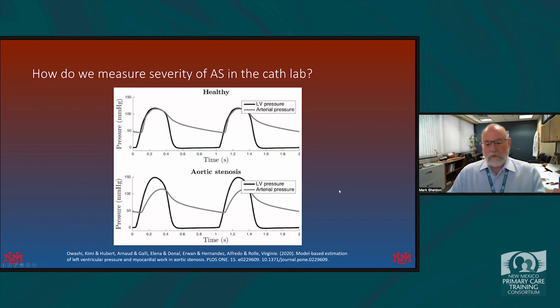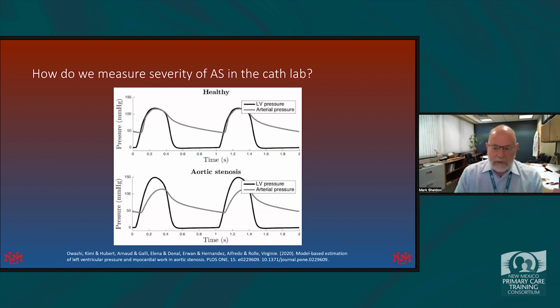We have to take that gradient, again, kind of take the integral of that area to find out what the mean gradient is over that ejection period. And then we have to have some other information from a right heart cath. We need to get the cardiac output and be able to plug that data, as well as oxygen consumption, into a formula called the Gorlin formula, and that spits out an aortic valve area.